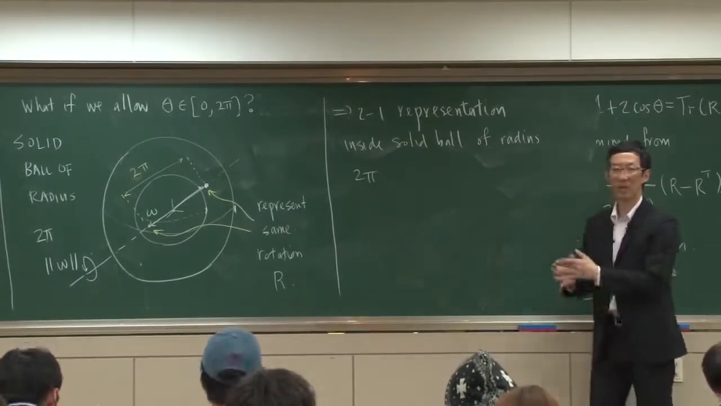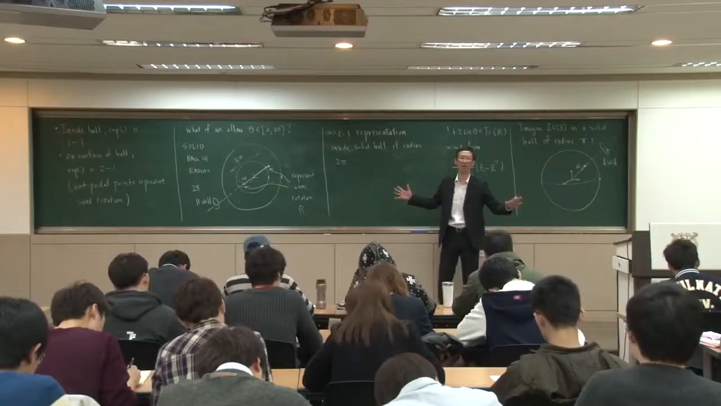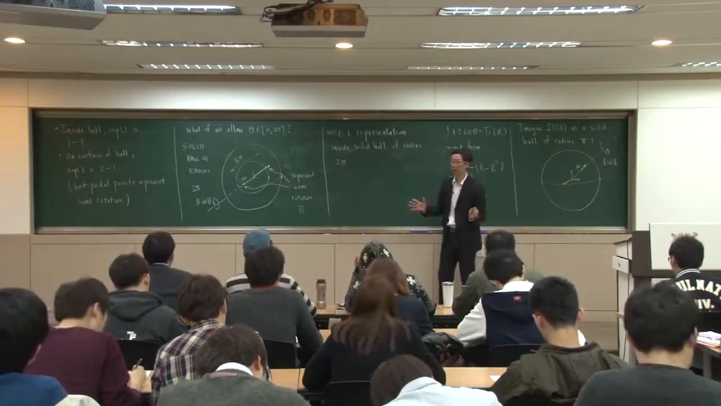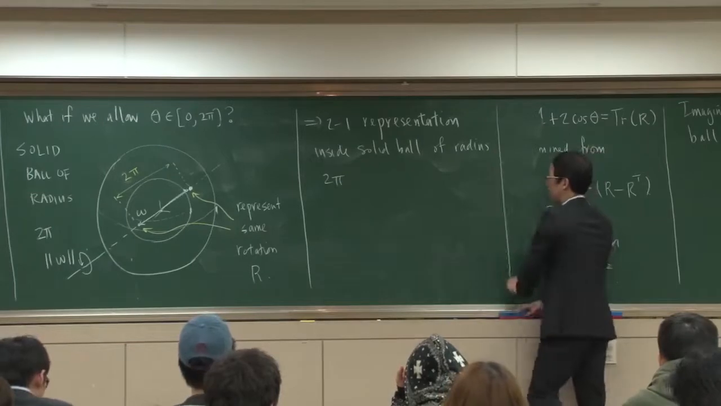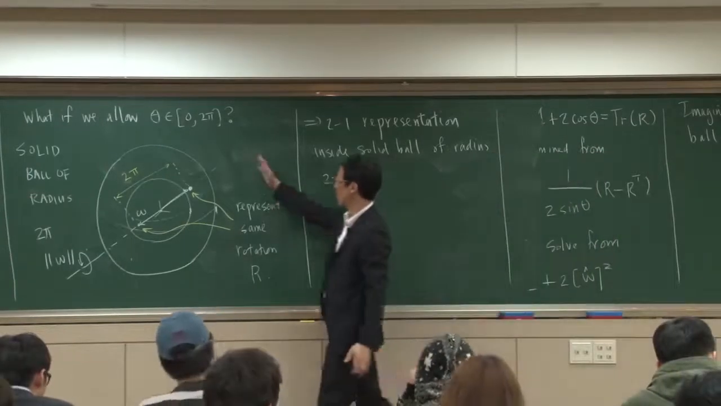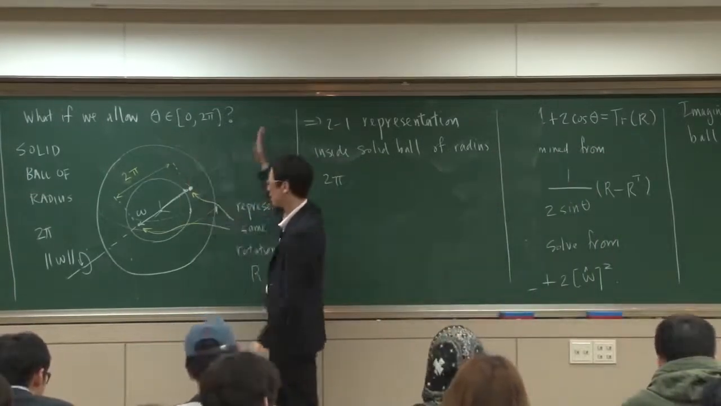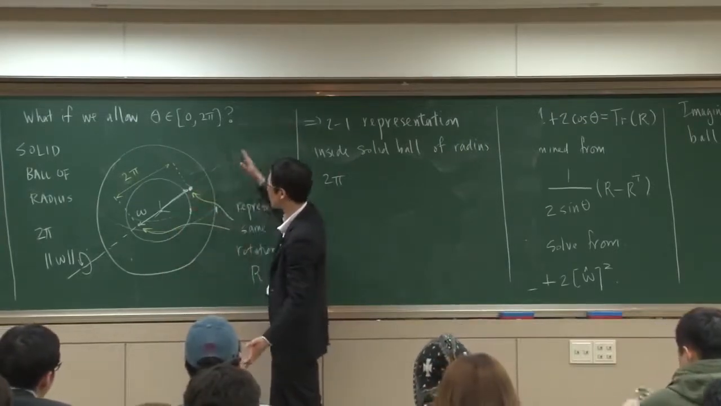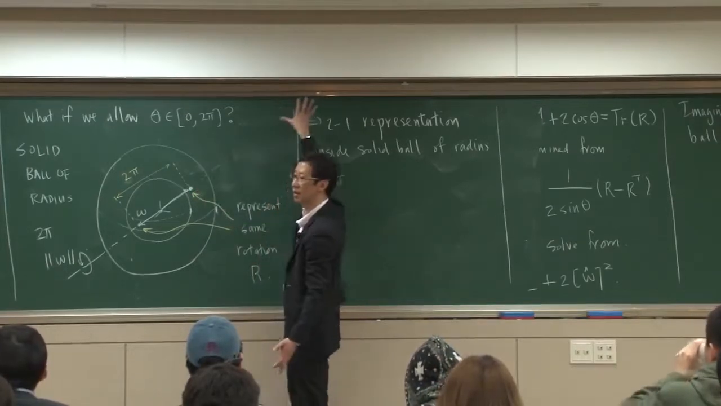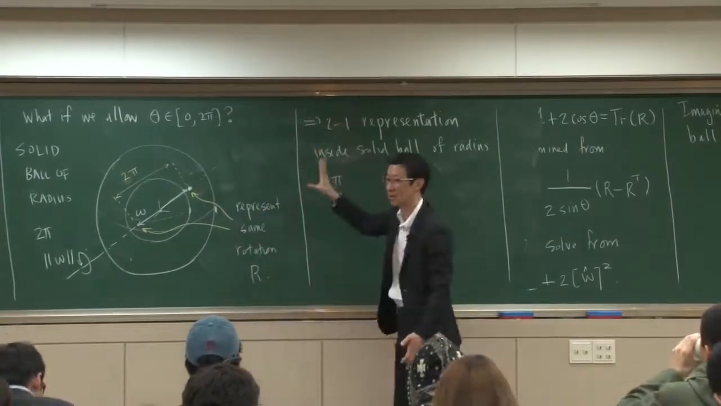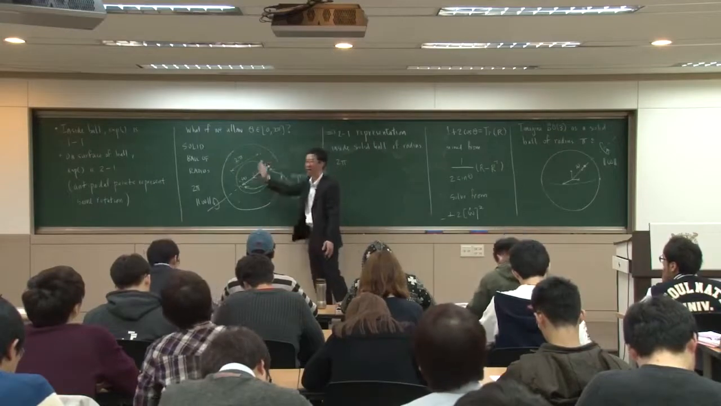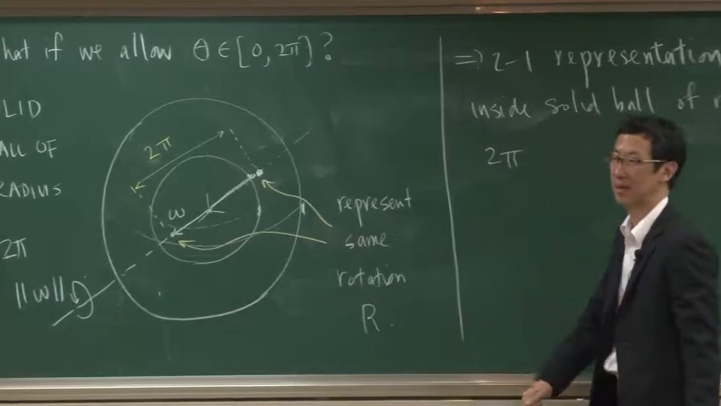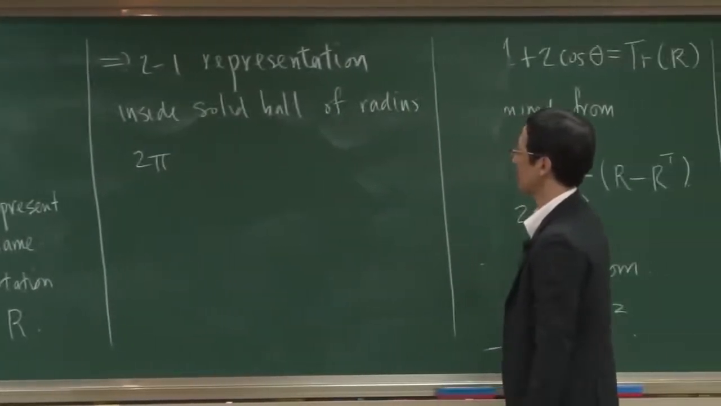So we don't need a 2 pi radius ball. Pi is enough. If we allow theta to be in any range, then this ball just gets bigger and bigger, and then we have multiple representations. Every 2 pi represents the same rotation. So we'll just cut it at pi and get it 1-to-1 inside, 2-to-1 on the surface.